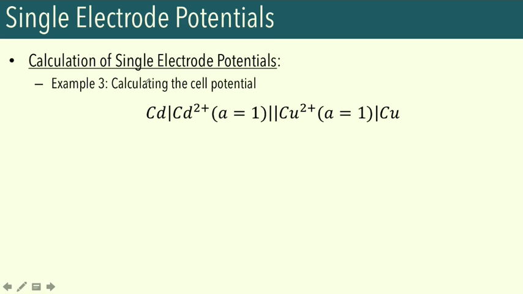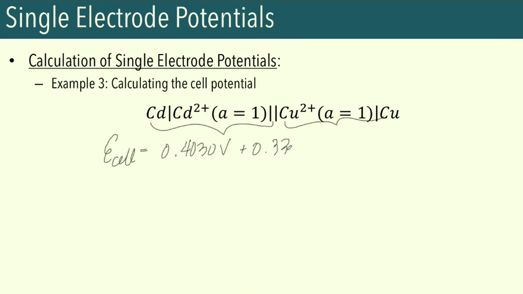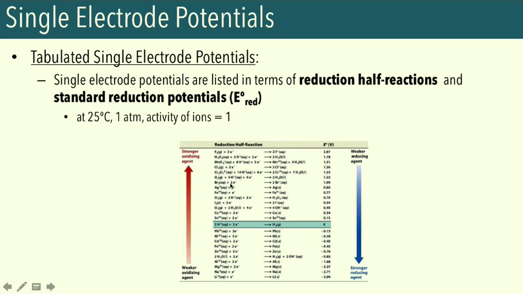So we'll be determining the cell potential of this new electrochemical cell. From our previous calculation in our first example, we know that the oxidation potential of our cadmium 2 plus electrode is 0.4030 volts, and the reduction potential for our copper 2 plus electrode is 0.3370 volts. So we could predict that the cell potential of our electrochemical cell is going to be 0.7400 volts.